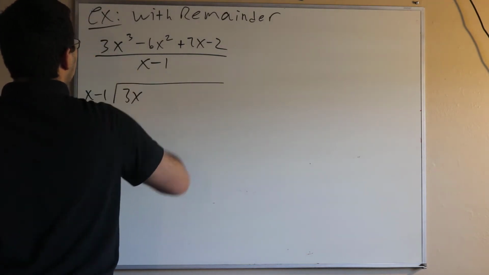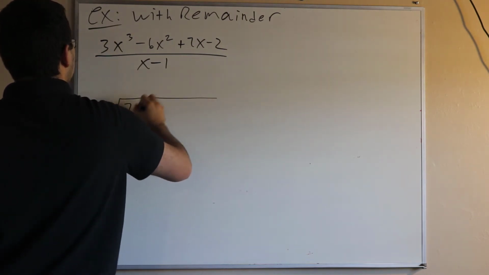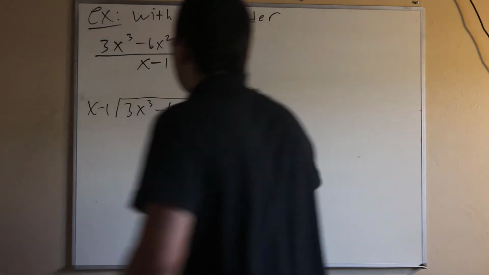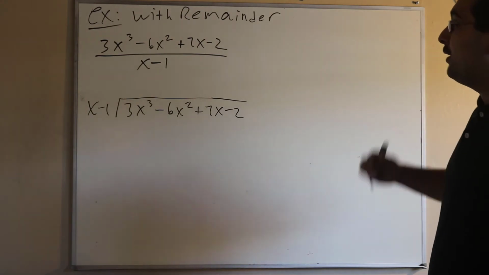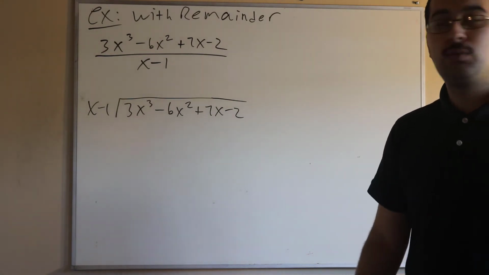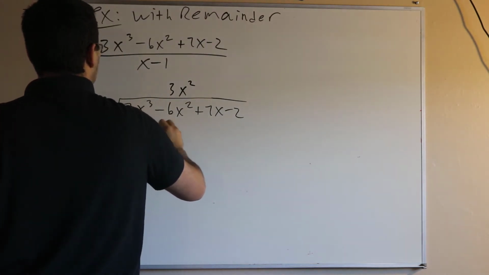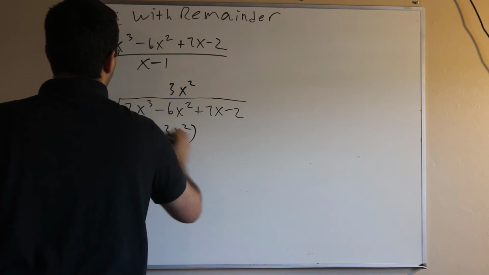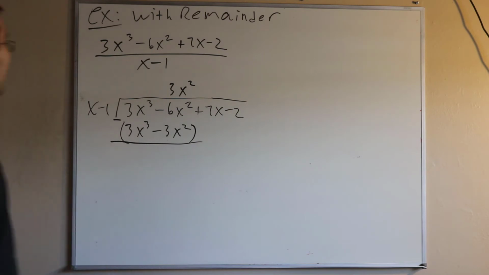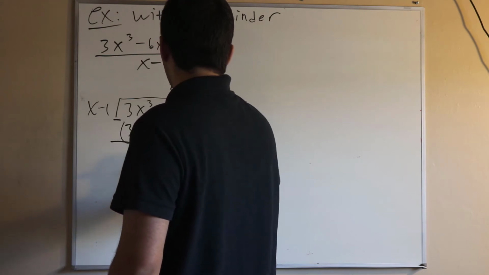We're going to have 3x cubed minus 6x squared plus 7x minus 2. Great. So then, let's start our division. Again, just like before, I want to match x and 3x cubed, so I need to multiply by a 3x squared. Again, we'll remember to write those parentheses to help me understand I need to distribute that subtraction, and the result I'm going to get is a 0 and a minus 3x squared.